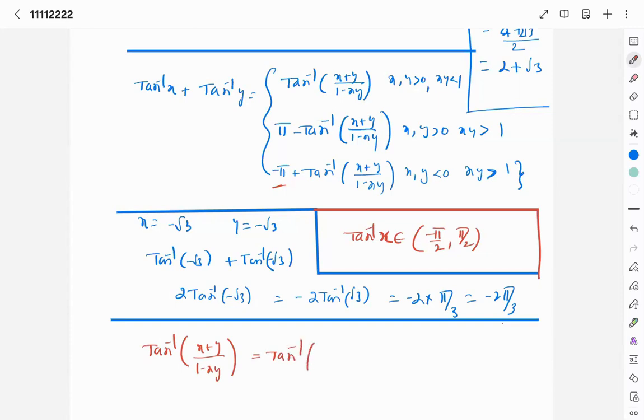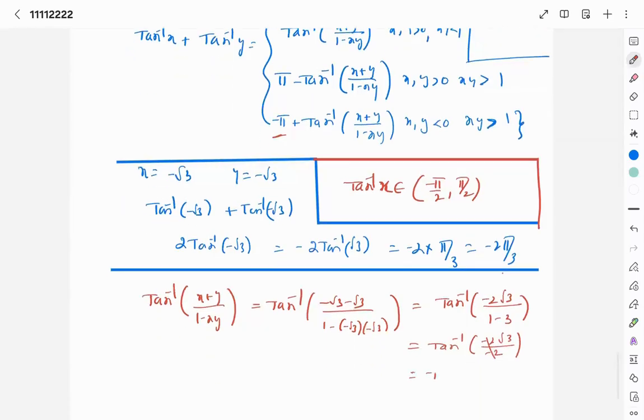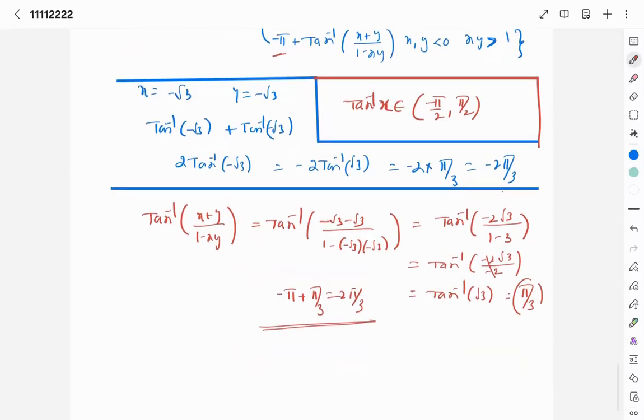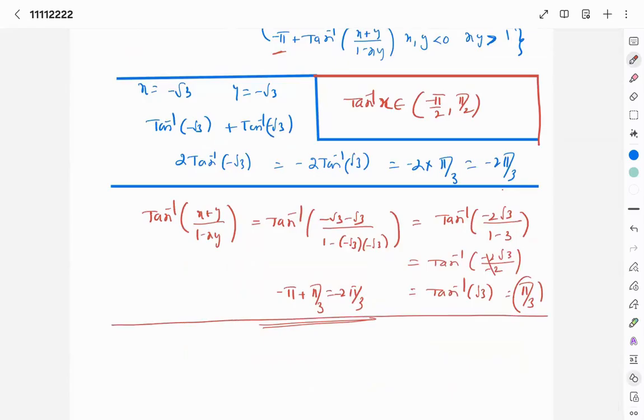tan inverse of minus 2 root 3 by 1 minus 3, which you get here as tan inverse root 3. You are getting only pi by 3. Once you add the minus, then only that equation will be satisfied. These are restrictions. Based on this only, Mains and Advanced they give the questions.